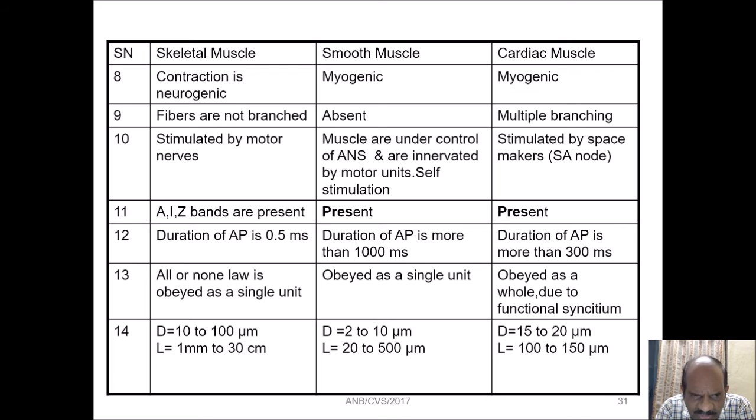Now the very important aspect is the structural property. The diameter of skeletal muscle is about 10 to 100 micrometers. Length varies from 1 millimeter to 30 centimeters. In smooth muscle, the diameter is 2 to 10 micrometers and the length is about 20 to 500 micrometers. In cardiac muscle, the diameter is about 15 to 20 micrometers and its length is about 100 to 150 micrometers.